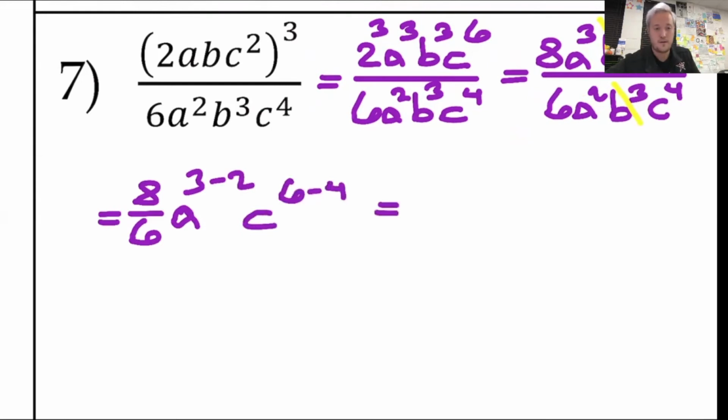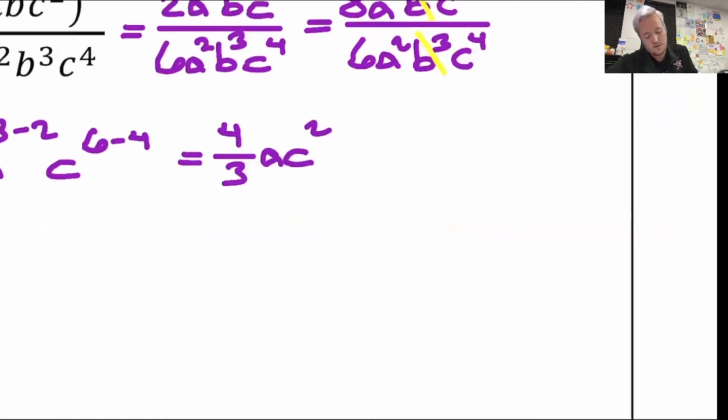So when I simplify 8 over 6, the greatest common factor of 2, it's going to be 4 over 3. Then I'm going to have a c squared. Now, because those are positive, those values are going to stay in the numerator. So I'm going to have 4ac squared all over 3.